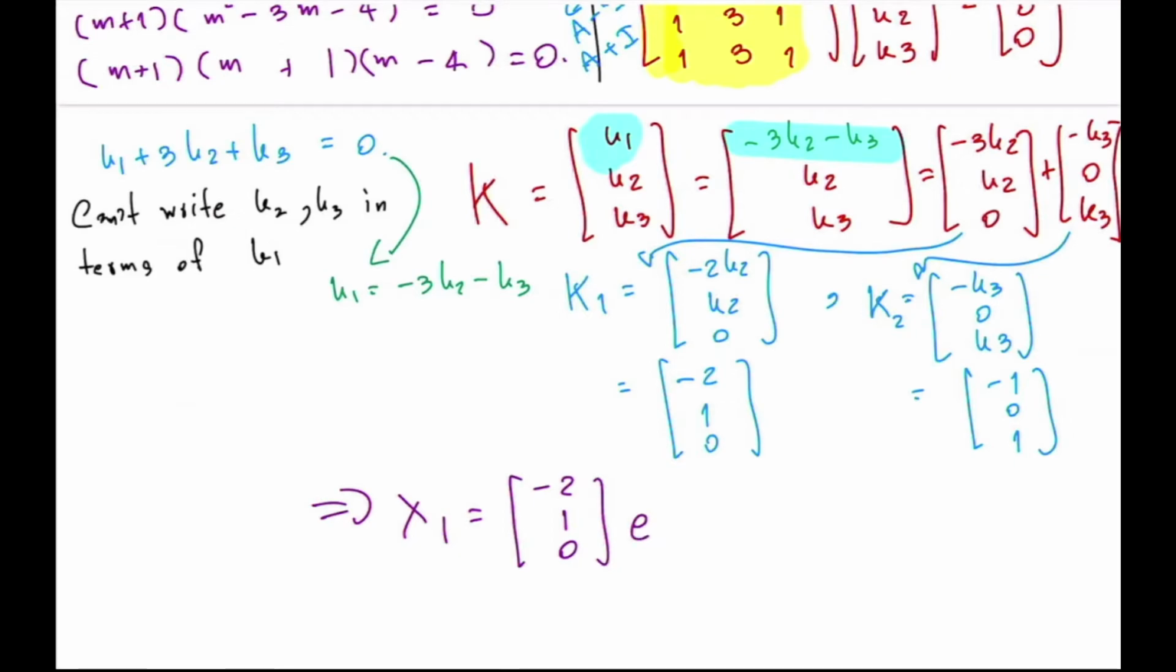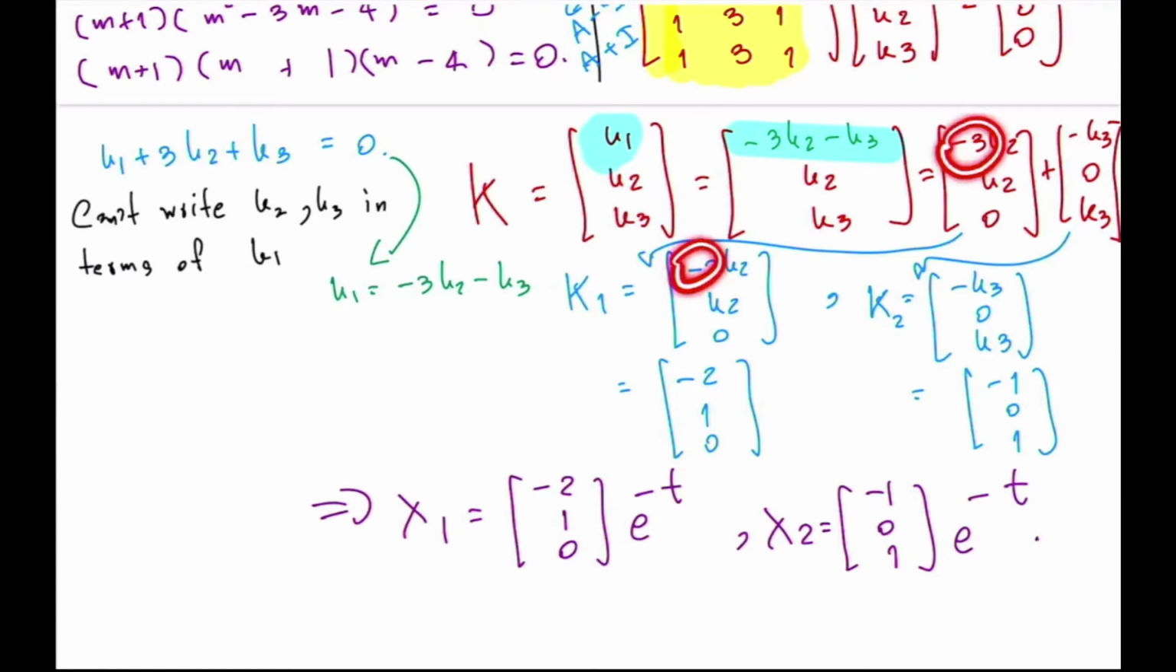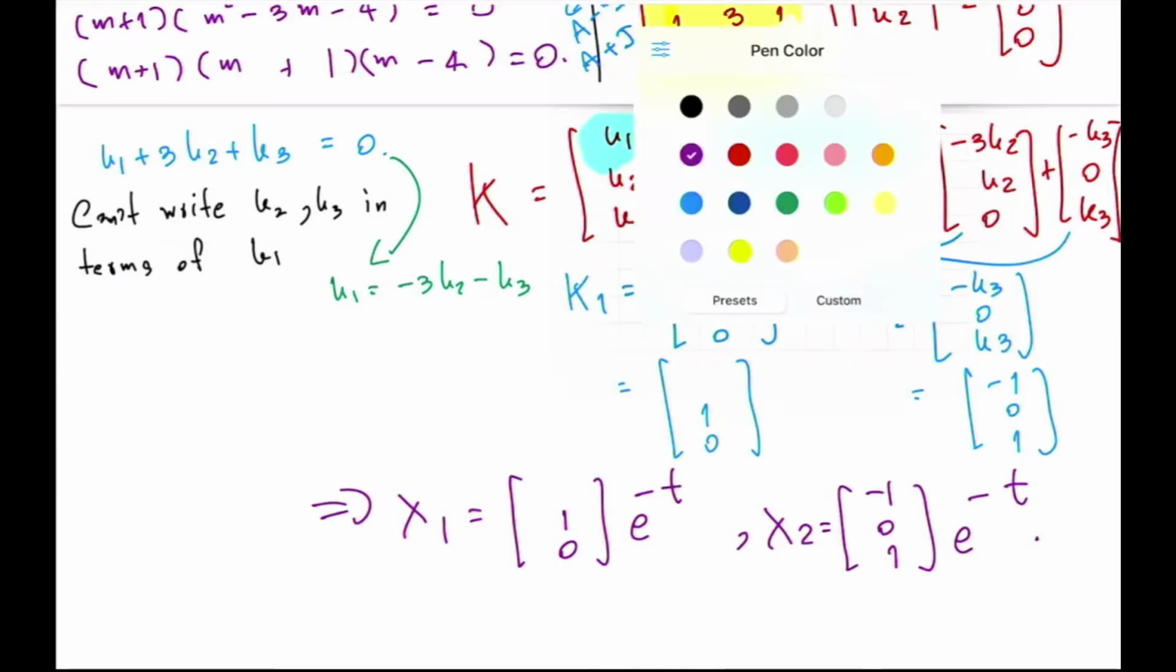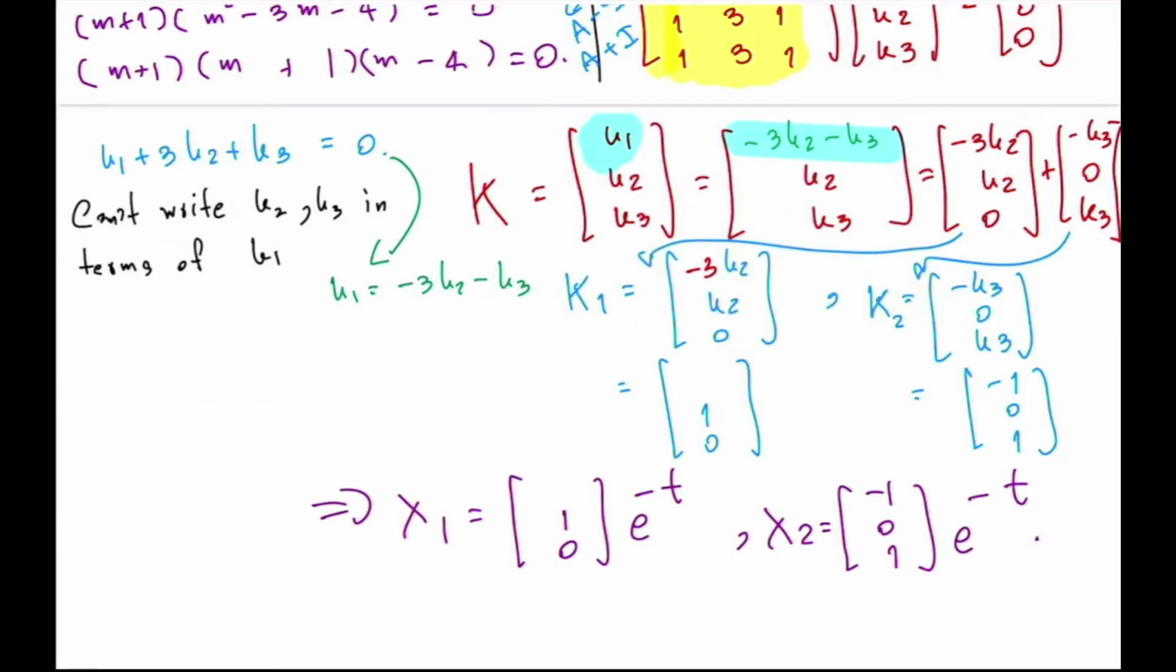E to the minus t, right? And x2 is minus 1, 0, and 1, e to the minus t as well. Oops, guys, sorry. Here, the number is 3. So here it is minus 3, not minus 2. Sorry, my bad. Here it needs to be minus 3. Okay, here minus 3 and minus 3. So you obtain x1 and x2.